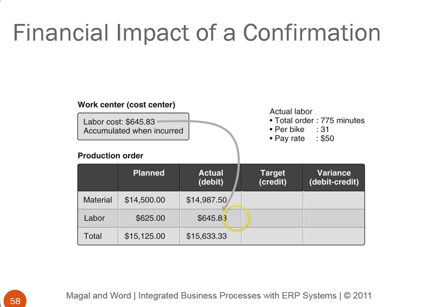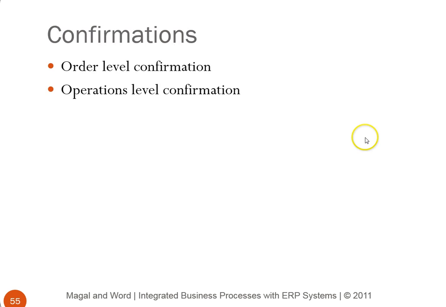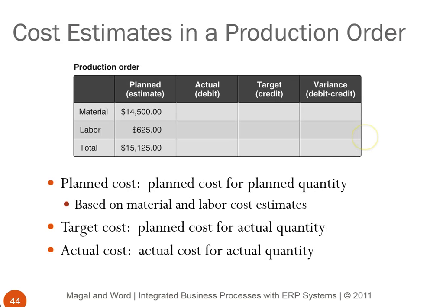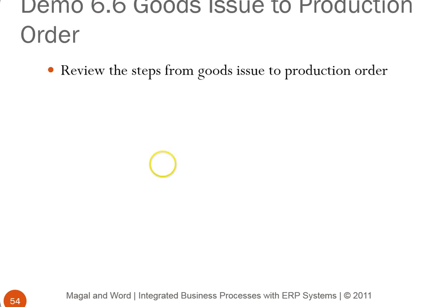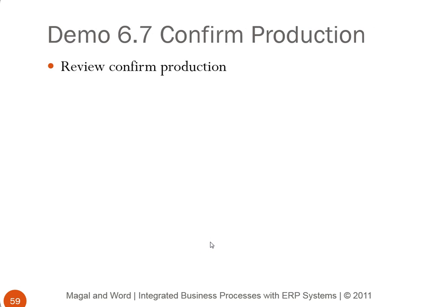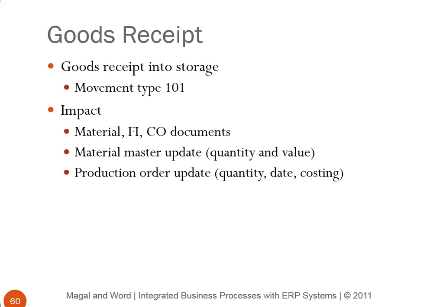So remember how we had estimated the labor cost. I'm just going back to show you that slide. Our labor costs were 625 and the planned total of material and labor was 15,125, but in actuality it is over the plan. The actual is 15,633. You are reviewing the production order that was completed.